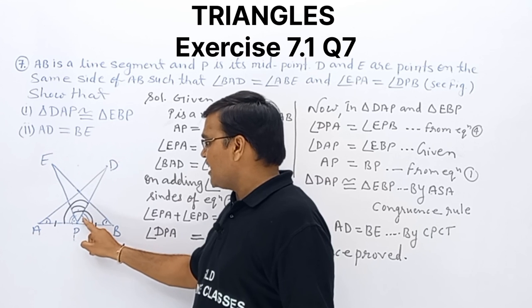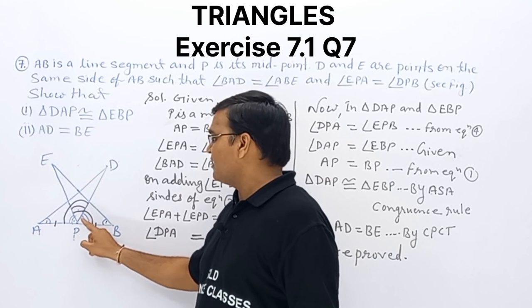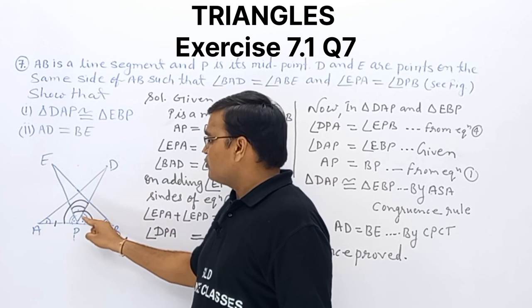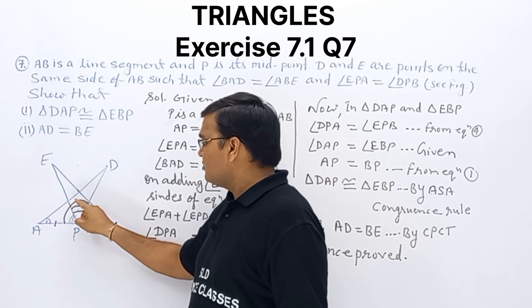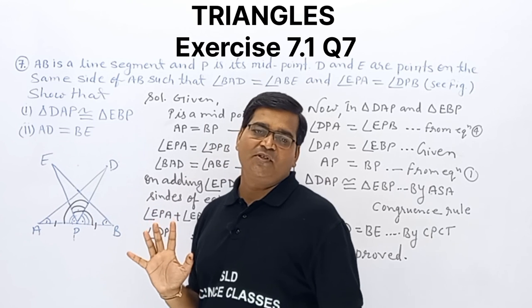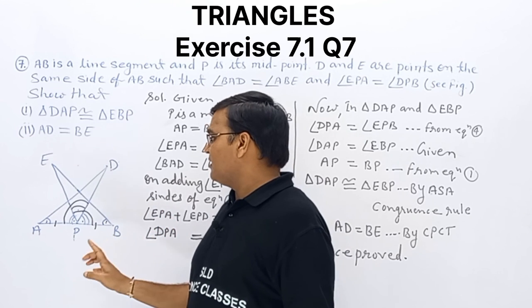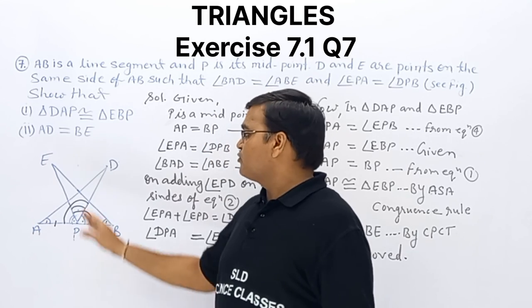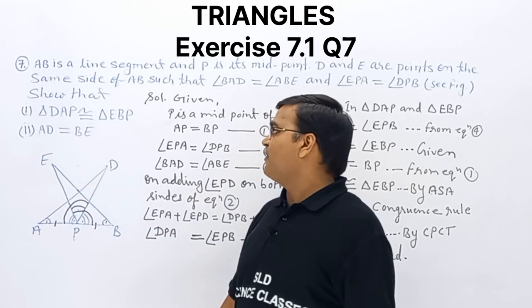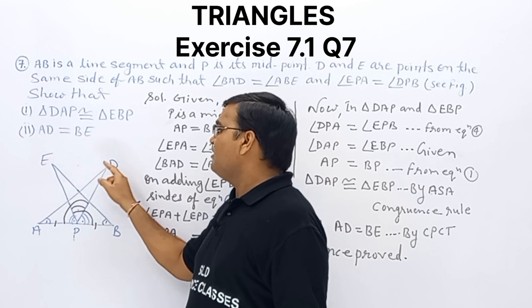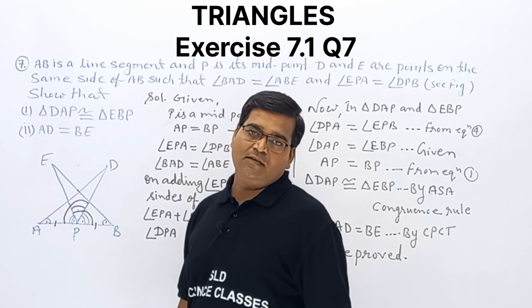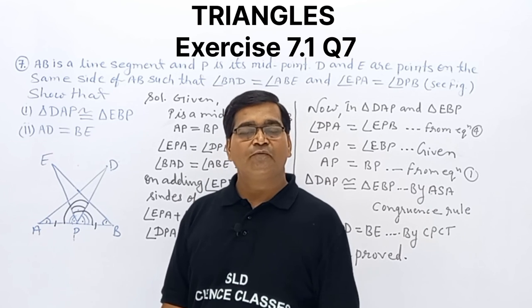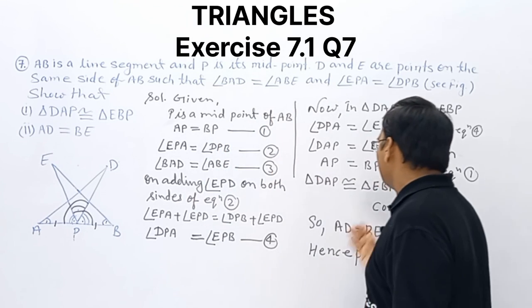We have in the question that these two angles are equal, so we add this angle to these two angles, then we get this one equal to this one. Then finally, by the angle side angle congruence rule, these two triangles are congruent, and finally side AD will be equal to BE. Why? Because of CPCT, corresponding parts of congruent triangles. So we proved these things.